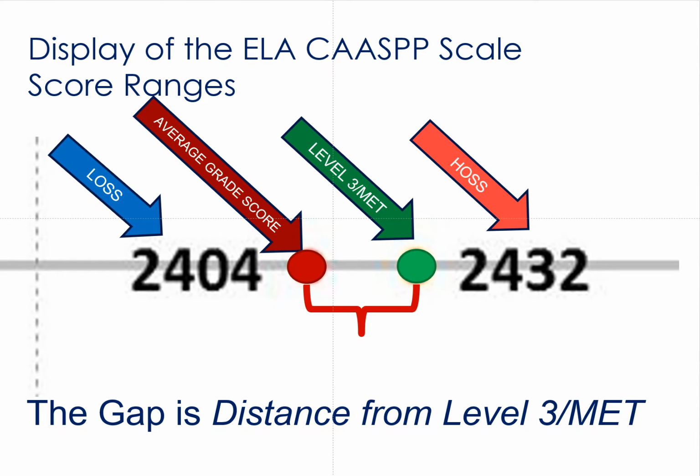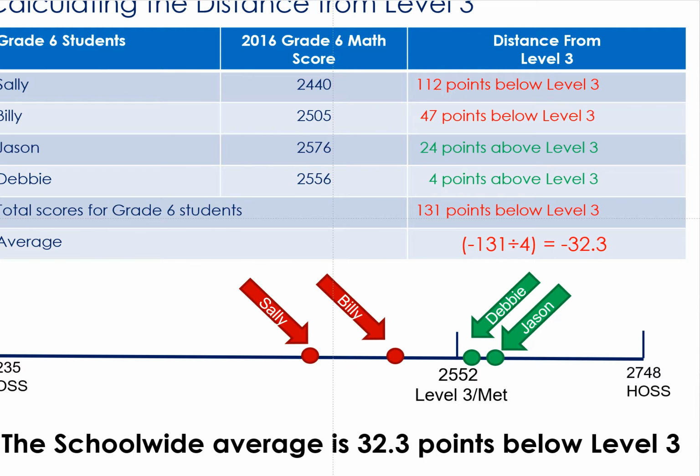I'm going to highlight that one more time right here. Again, we have the LOSS, which is the lowest obtainable score. So we have the lowest obtainable score here, and on the right we have the highest obtainable score. This is the standard right here that's set based on each grade level, and then we have right here on the left this average grade score, and again this idea right in here, this is the gap. This is the distance from level 3. It can be either negative or it could be on the other side and would be a positive distance from level 3.